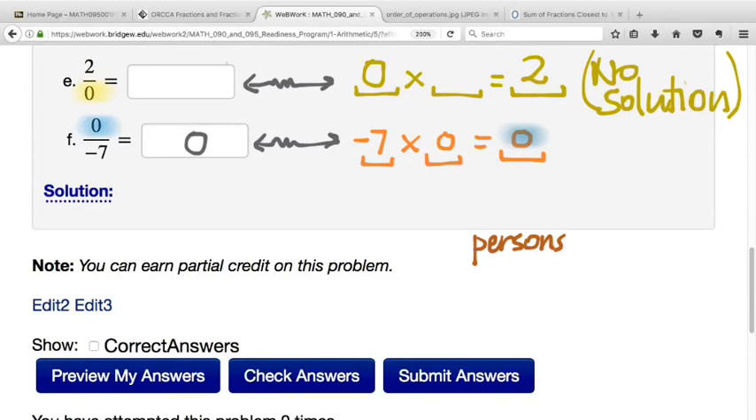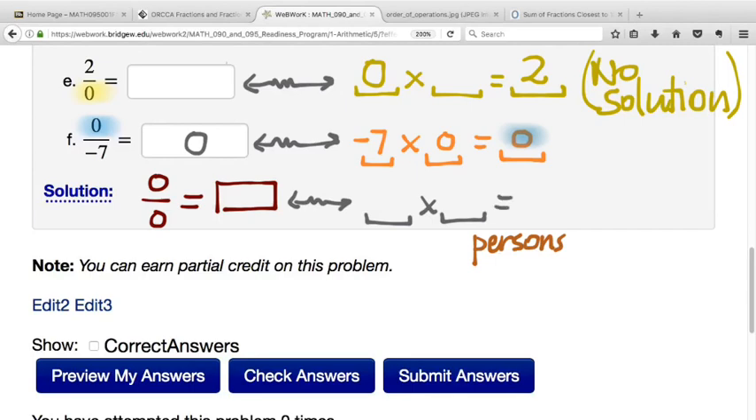Okay. And so now that we've had the practice of doing that, let's tackle the 0 over 0 question. And then we're going to leave this topic there. I told you I'd get up on a soapbox about this one. 0 over 0 equals something. If we turn that into a multiplication problem, what does that look like? Blank times blank equals blank.